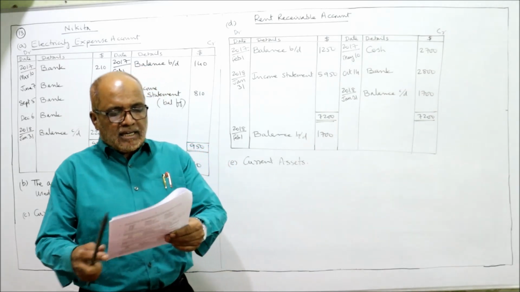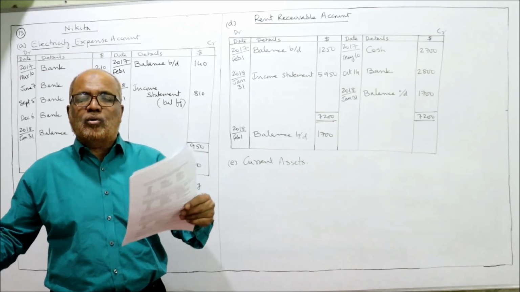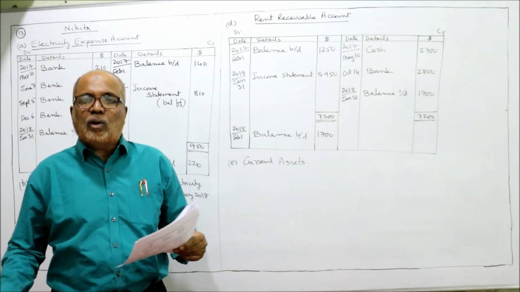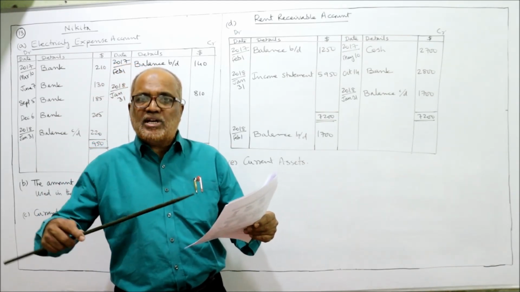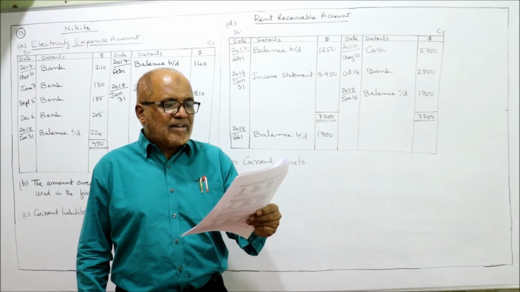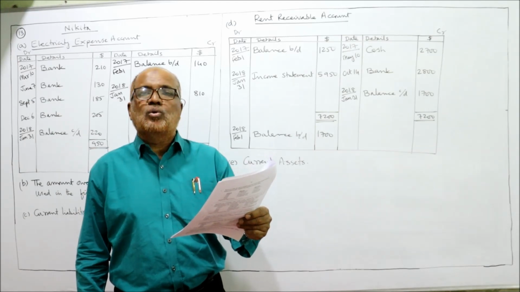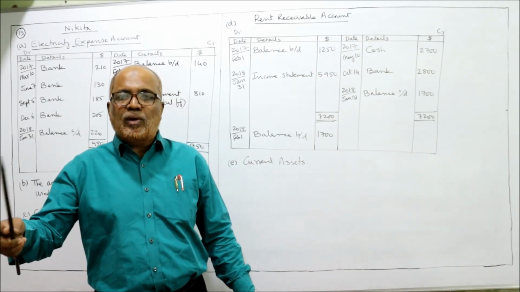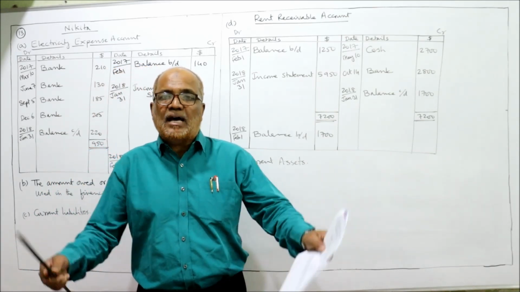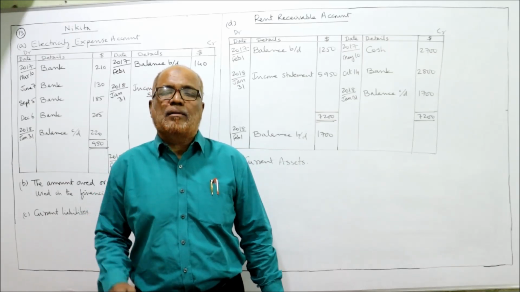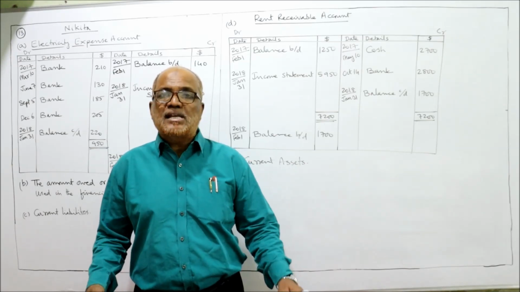Now second part. Nikita also rents out some premises. That means Nikita is letting out her own premises on rent. The rent is an income. Rent received is an income for Nikita because she has let out some premises. On 1st Feb 2017, the tenant owed $1,250. Nikita has to receive $1,250 from one of the tenants. It is the amount to be received. Receivable. So it's an asset. For Nikita, this $1,250 is an asset.